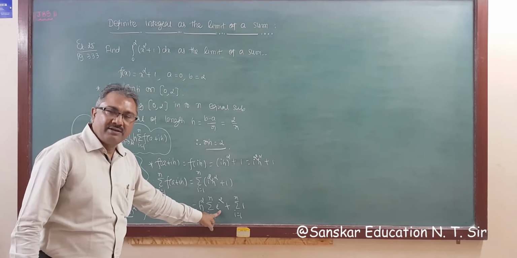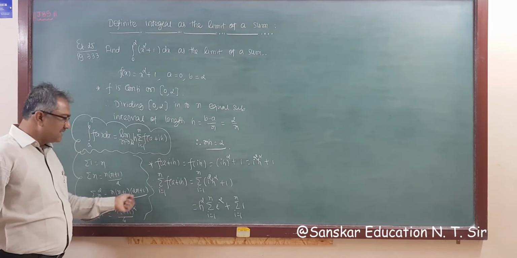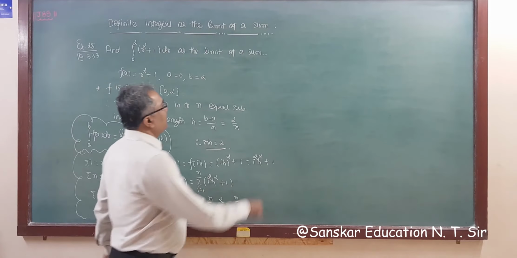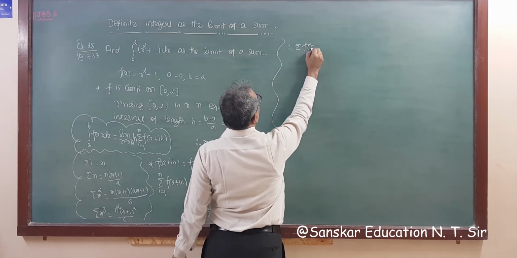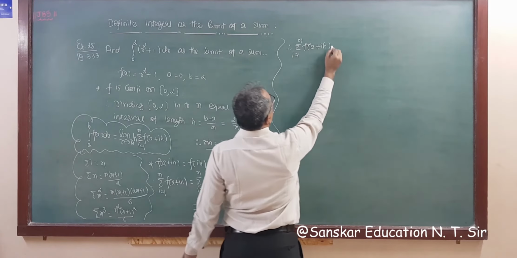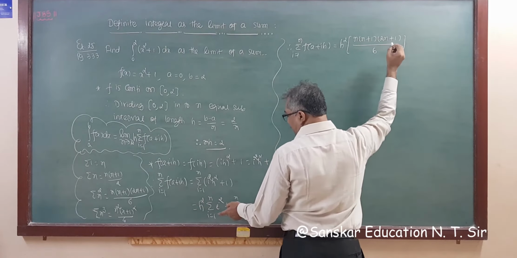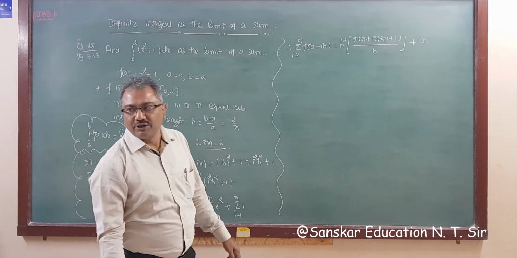So sigma i square means sigma n square. The formula is n into n plus 1 into 2n plus 1 by 6, here also i running from 1 to n. So applying this formula, what we get? Therefore, sigma f of a plus ih, i running from 1 to n is equal to h square as it is, now the formula of sigma n square is n into n plus 1 into 2n plus 1 divided by 6, right? Plus sigma 1 is n, that you know.